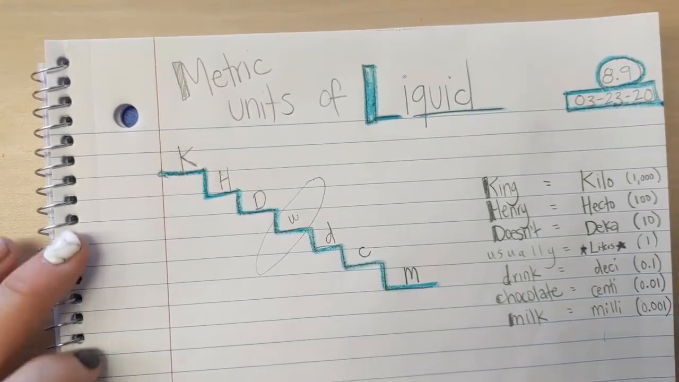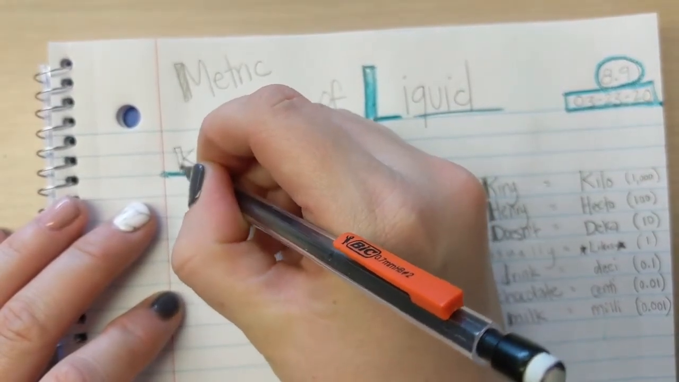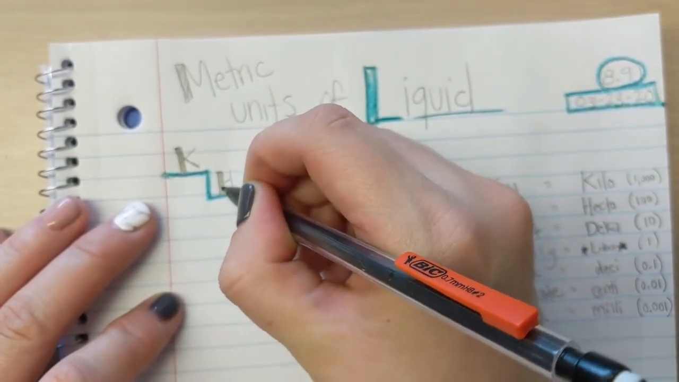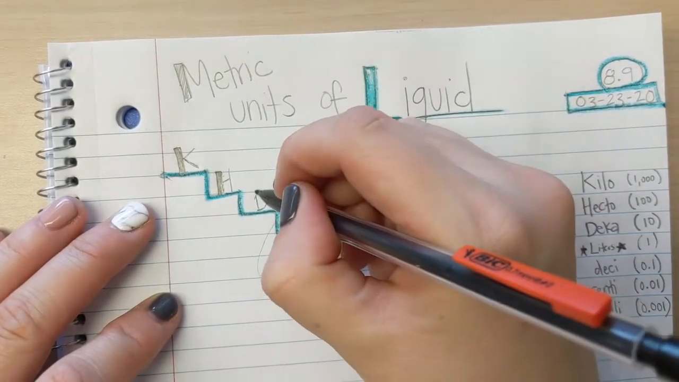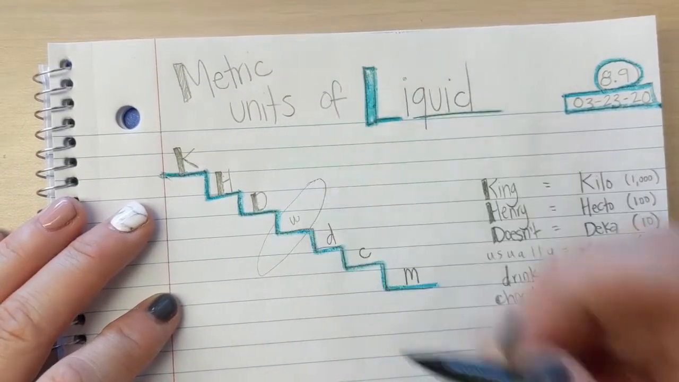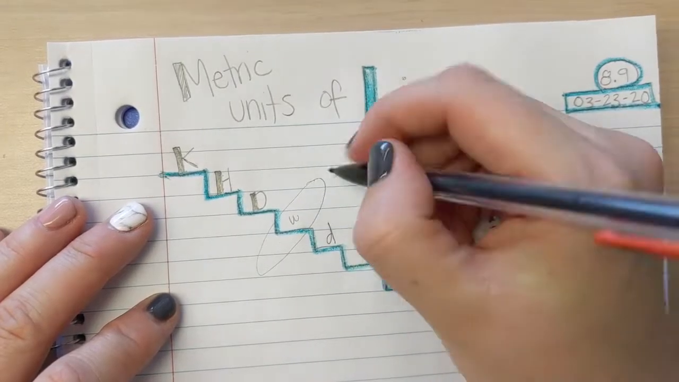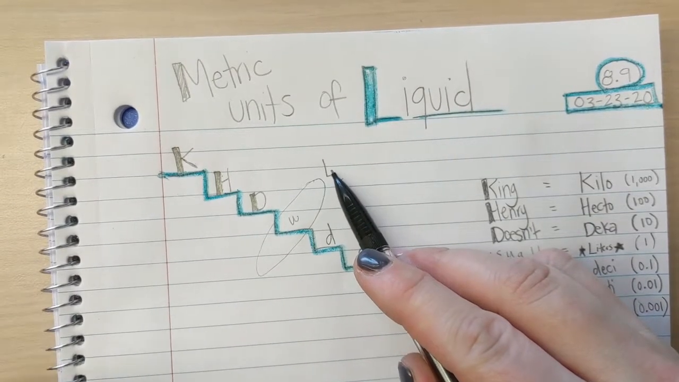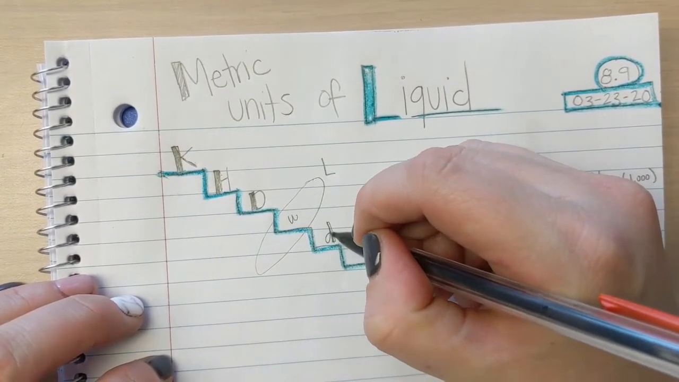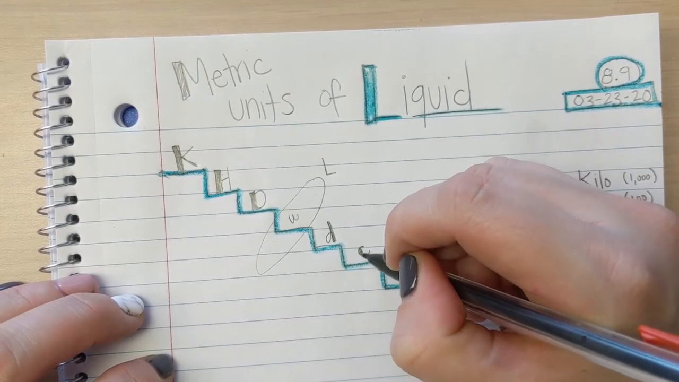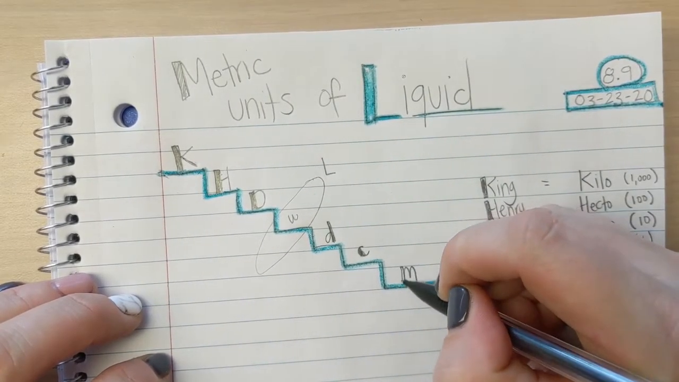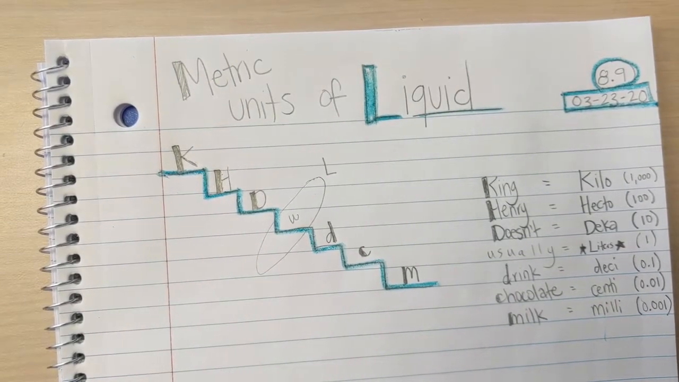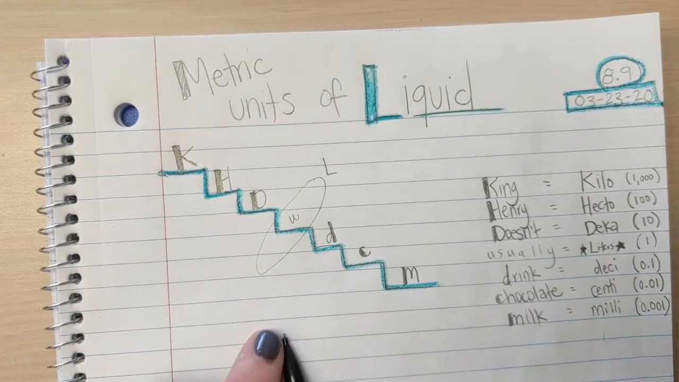So come back over here to the staircase and let's go ahead and make those bold and think about it as you say it. Kilo means 1,000. Hecto means 100. Deca means 10. The unit, in this case, is liters today, capital L, and it stands for the ones place. Deci, that's a tenth. Centi is 100th. And milli is 1,000th.